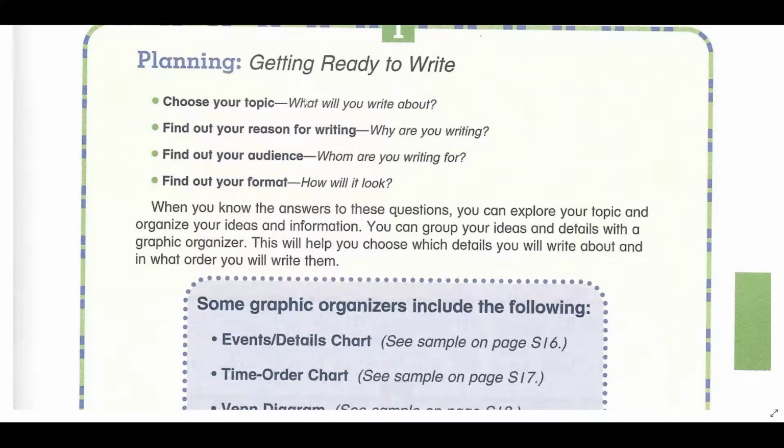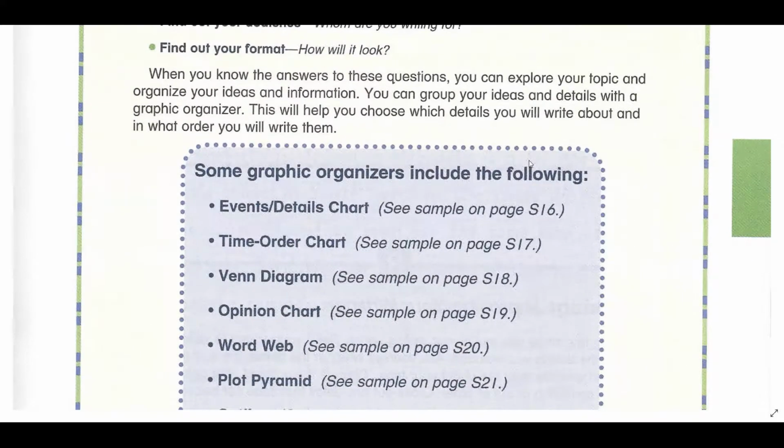All right, getting ready to write. First, we're going to choose our topic, what you're going to write about. Remember, you wrote down a couple of things yesterday, so you're going to choose one of those today. And then you're going to think about, well, why am I even writing this? Then think about your audience. Who's going to be reading it? And then you're going to think about, what's it going to look like? Well, we already know most of these. If you don't, then I'll tell you.